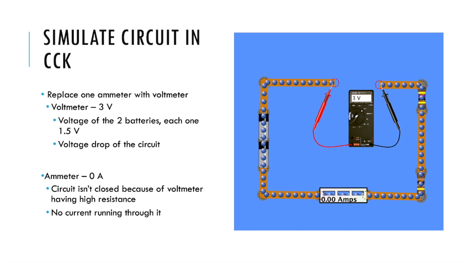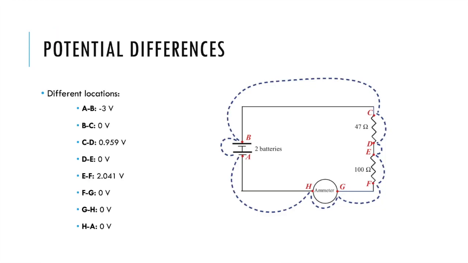However, the ammeter measures 0 amps because the circuit is open, and the voltmeter has very high resistance, which means there's no current running through the ammeter. We then measured the potential differences at different locations, and there's a drop from the batteries of negative 3 volts. And then we have across the 47 ohm resistor a change of 0.959 volts, and then the other resistor has a change of 2.041 volts.